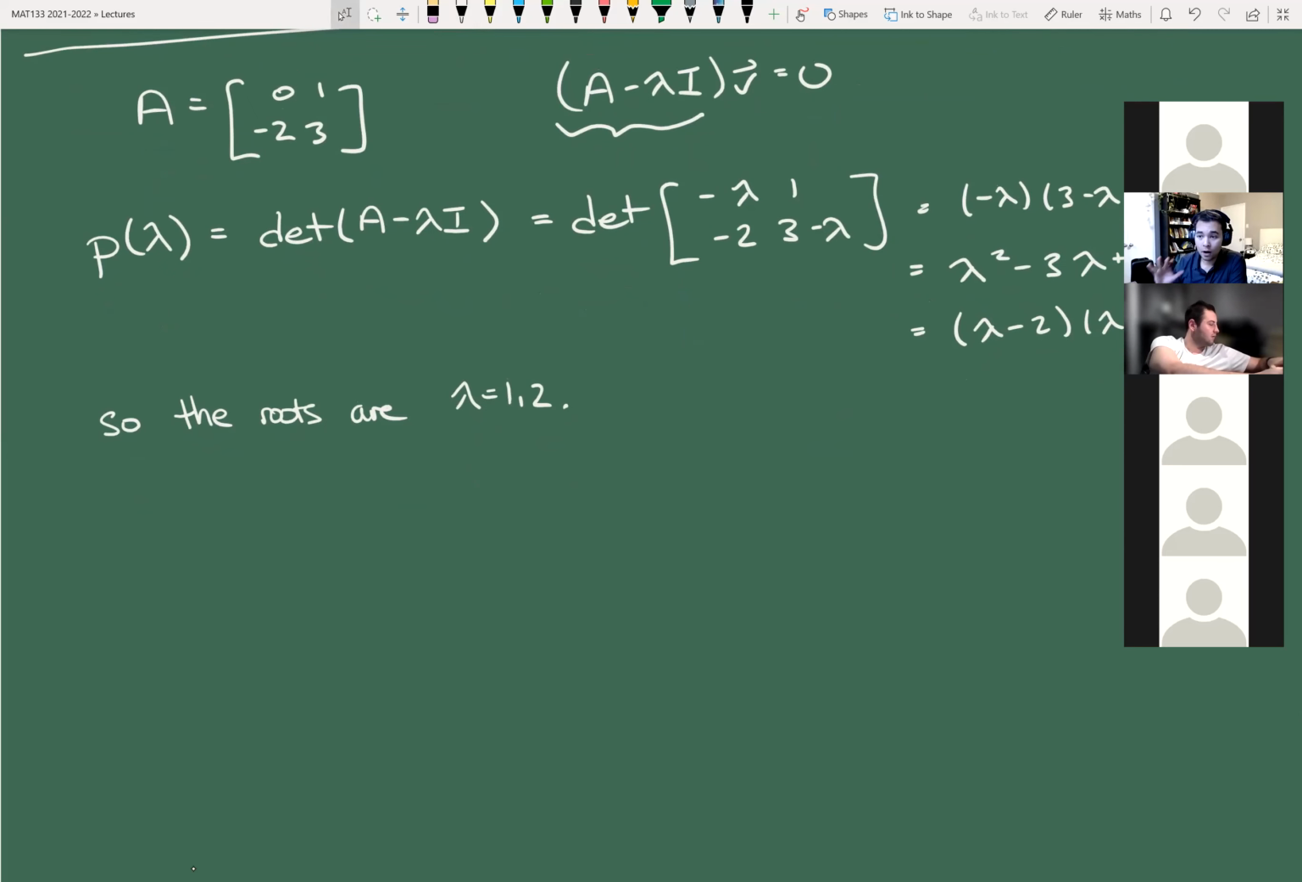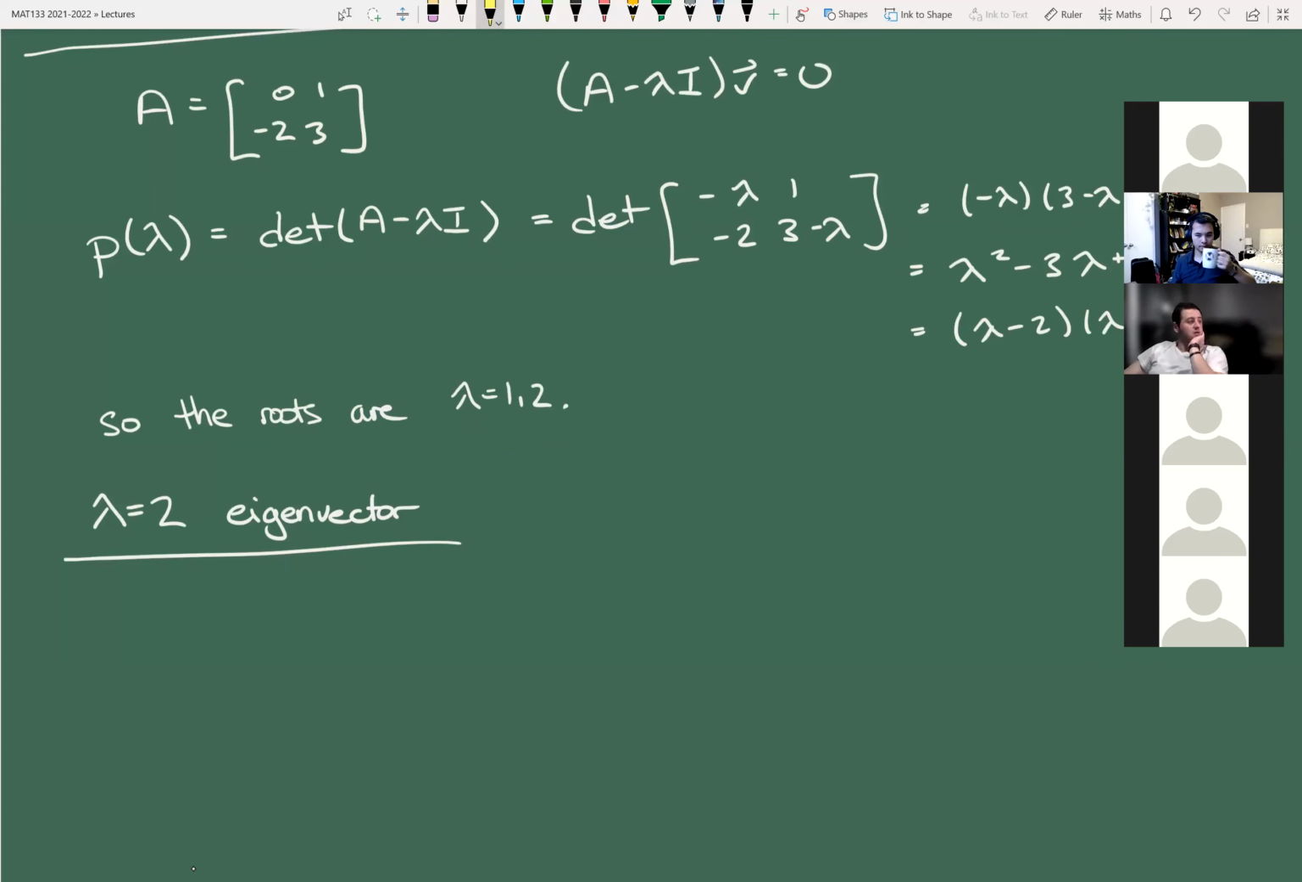Okay, so now we have our roots. Those are our eigenvalues. Now, how do we find the eigenvector? So let's say we want to find the lambda equals 2 eigenvector. What do we do? Yeah, okay, Abby, absolutely. But where do we replace it? We want to put it in here, right? We basically want to solve it in here.